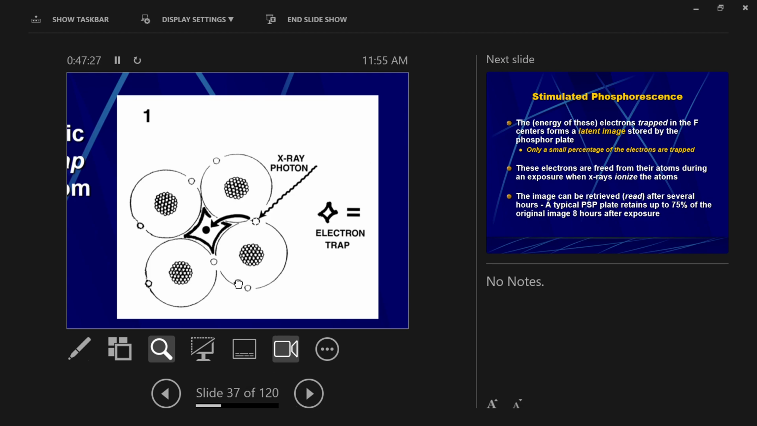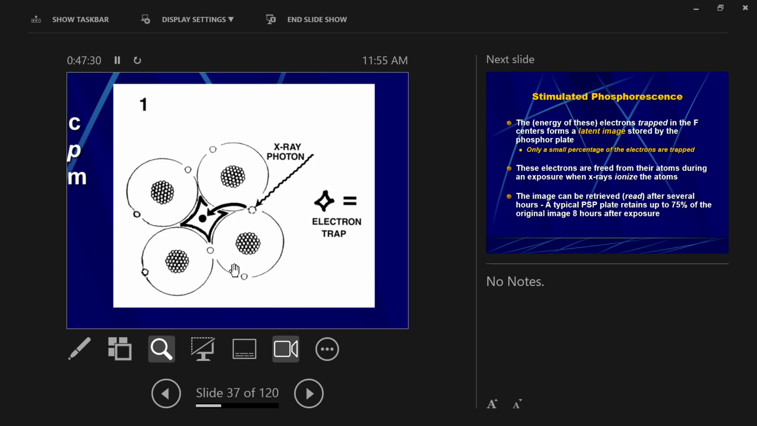The material in the plate, barium fluorohalide, as well as all other materials in the known universe, are made of atoms, okay? Atoms consist of a dense nucleus consisting of positive electric charges, and orbiting around atoms are electrons consisting of a negative electric charge. X-ray photons can be absorbed by electrons, okay? So we see 4 atoms here.